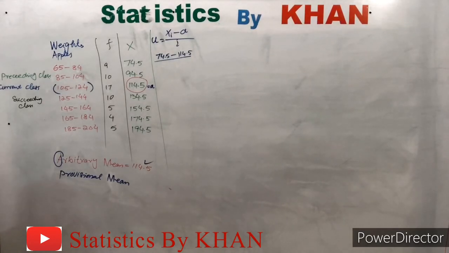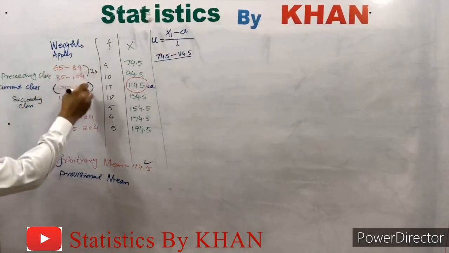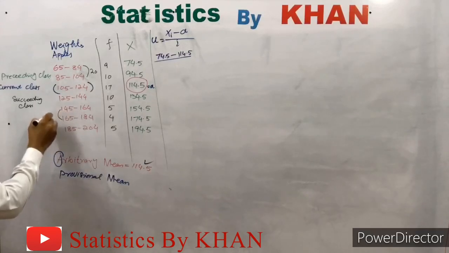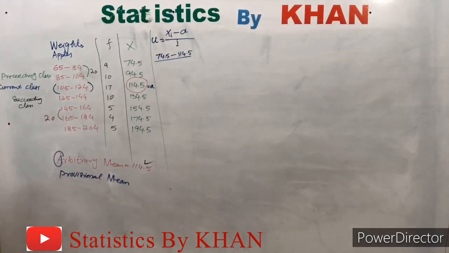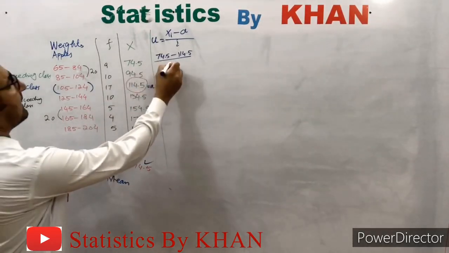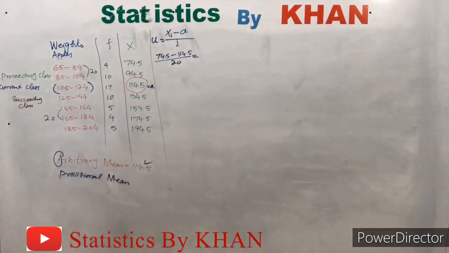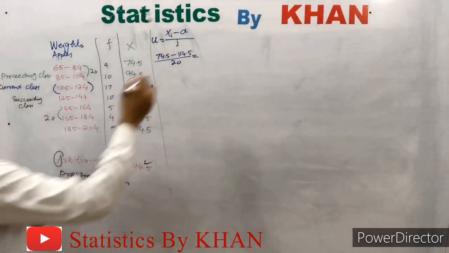So if you do so in this case it gives 20, it also gives 20, it also gives 20, it also gives 20. So this is a uniform class interval. So I is equal to 20 in this case, so divide it by 20. So the result would be minus 2.